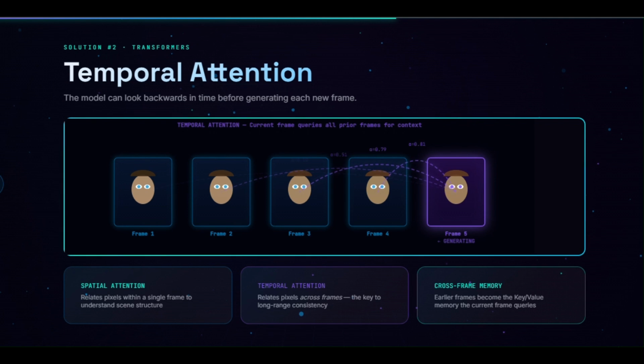If you have watched my transformer videos, you'll know that attention helps the model decide what information is important. Temporal attention extends this concept across time. Instead of only looking at the current frame, the model can actively reference earlier frames. Previous frames become memory. The current frame can retrieve information from the memory whenever it needs it. This significantly improves long range consistency.